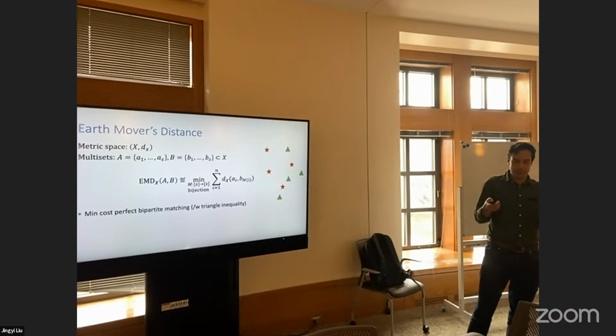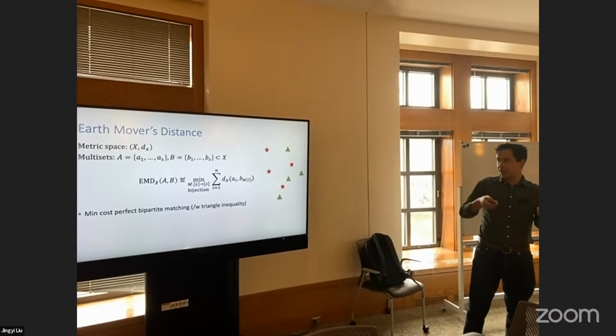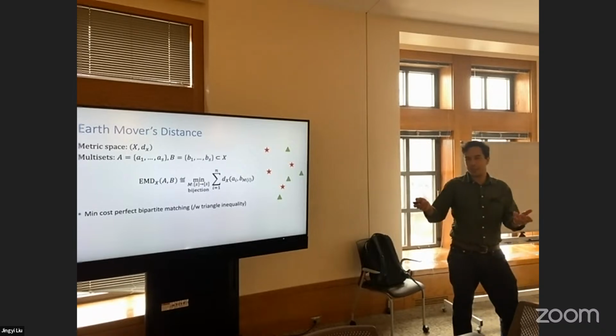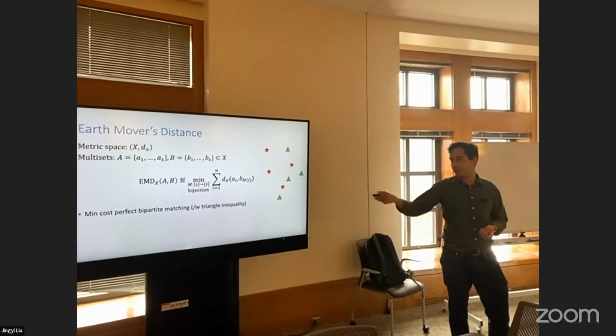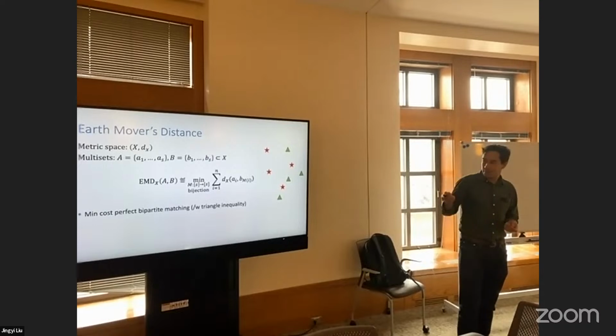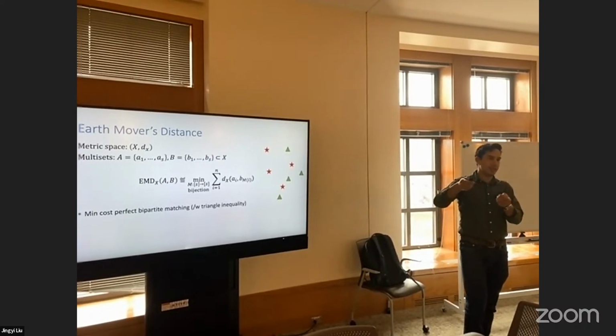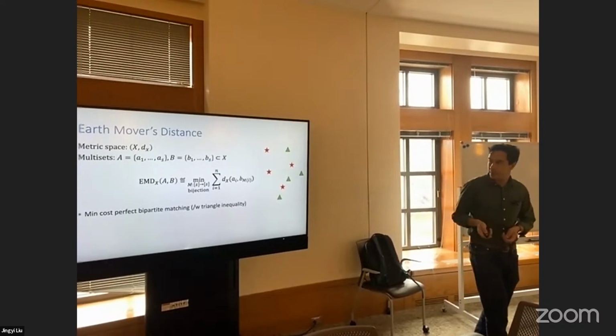So you go through, you try to find the best possible matching between the points in A and the points in B, and the cost of that matching is the distances in the underlying metric space. So it's kind of like perfect bipartite matching with a triangle inequality, because the edge weights are exactly the distances in the underlying metric space.